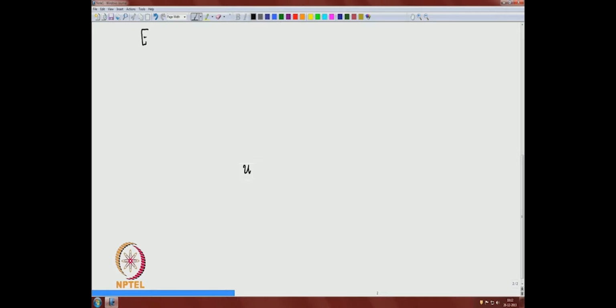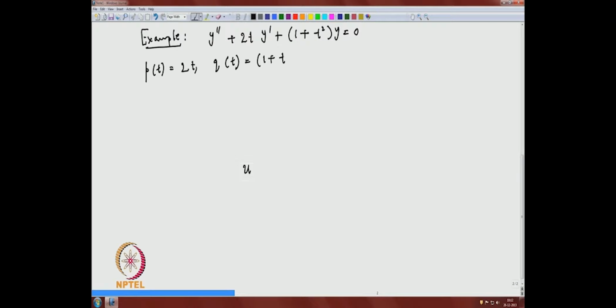If you are lucky, you will be able to do that. So, let us see a simple example. Again, y double prime plus 2t y prime plus (1 plus t square) y equal to 0. There will be plenty of equations to solve. So, what is P(t) here? P(t) is equal to 2t, Q(t) is equal to 1 plus t square. You should also get familiarized with how to solve equations, that is important.